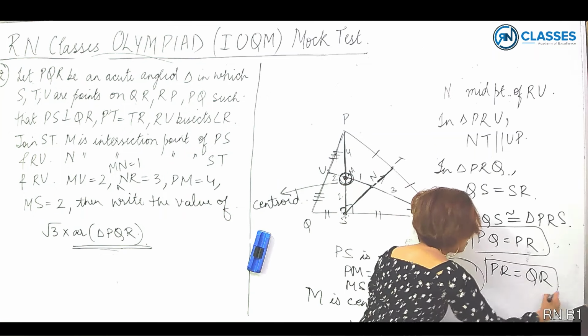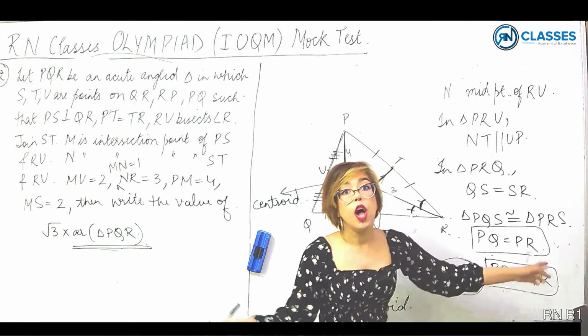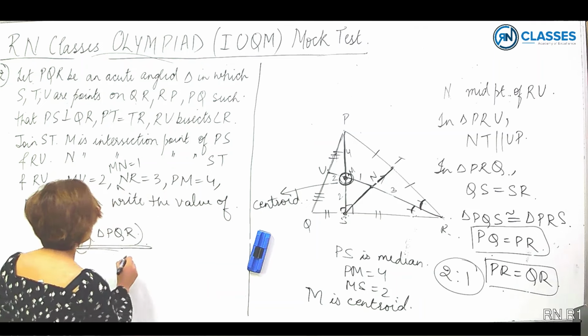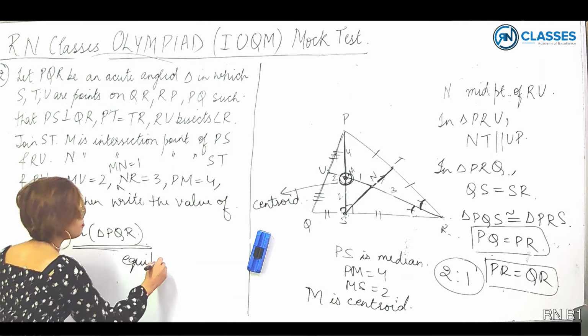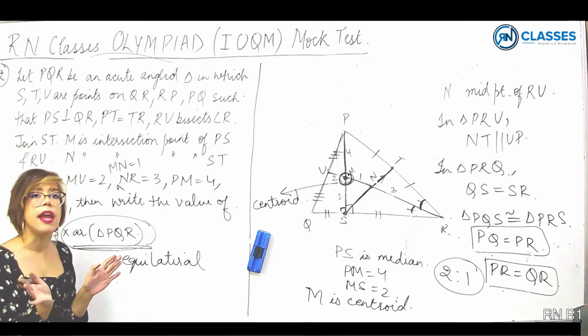Very nice. That means PQ is equal to PR is equal to QR. All the three sides are equal. That means it is a very nice triangle. It is an equilateral triangle. You can easily find the area of an equilateral triangle, not a big deal.